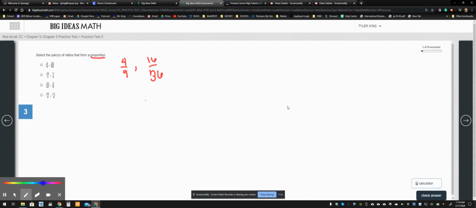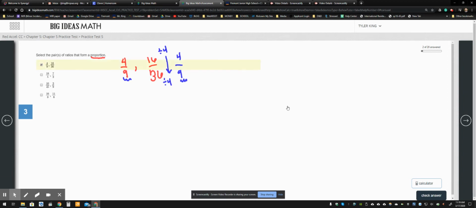Number one, we can check to see whether or not, if we reduce the fractions, they end up being the same. Since 4 over 9 can't reduce, we're going to leave that the same. 16 and 36 can be reduced. Both are divisible by 4. If we divide both by 4, we end up seeing that this is going to be 4 over 9. So because we have 4 over 9 and 4 over 9, we have the same fraction. They're in the same ratio as each other. It means our first answer choice here is going to be correct.